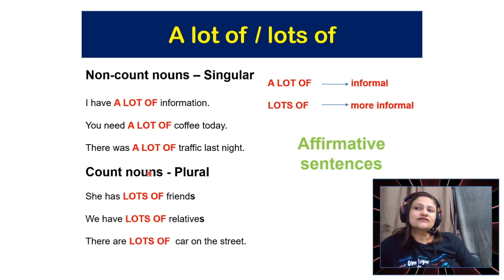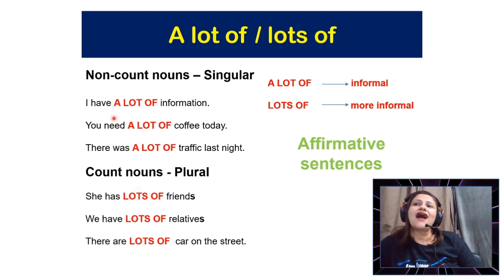Count nouns, plural. She has a lot of friends. We have a lot of relatives. There are a lot of cars on the street. So I can use these words with non-count nouns or count nouns in these two situations.